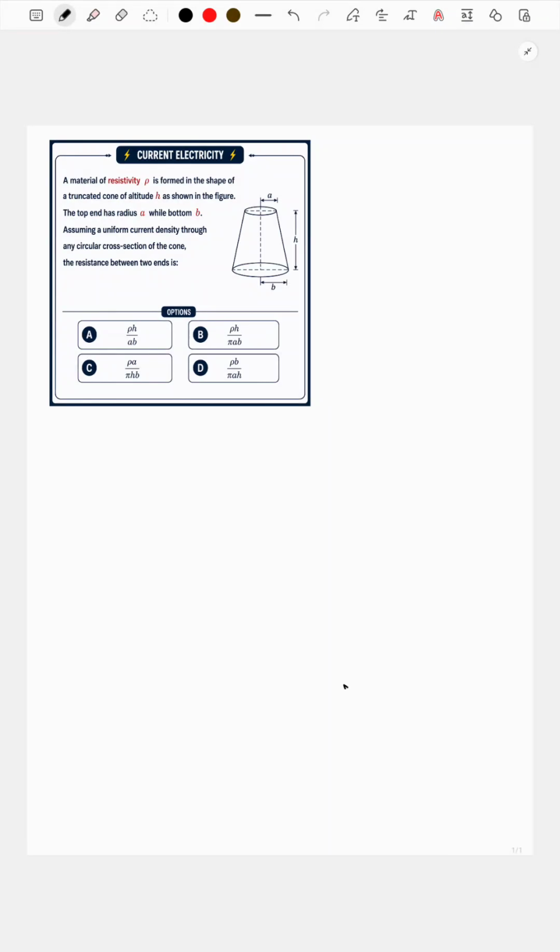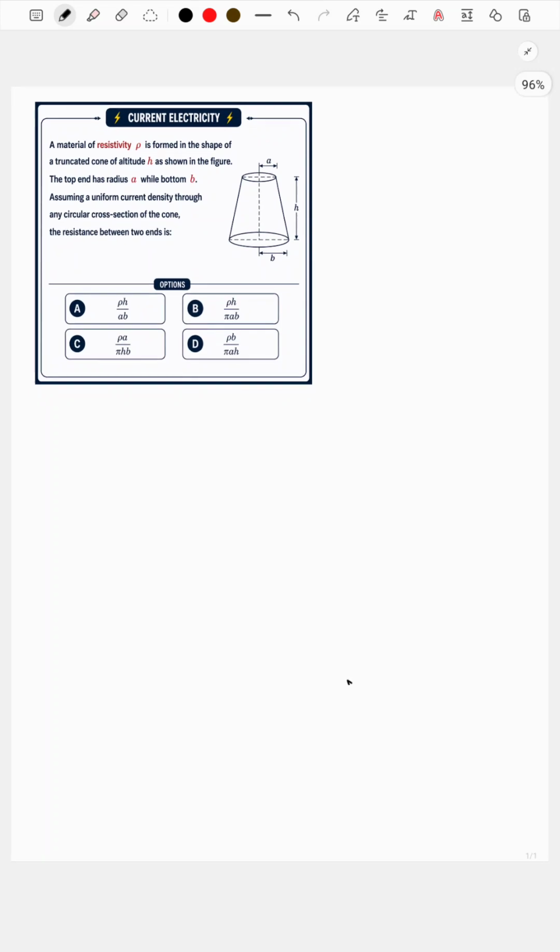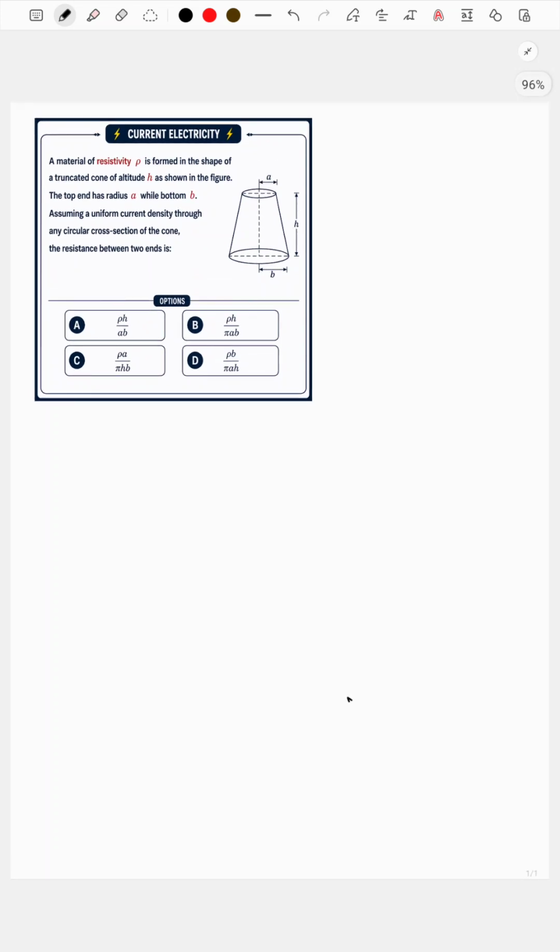Let's discuss another important problem on the topic of resistance in the chapter current electricity. In this problem we have to find out the equivalent resistance of this frustum having the radius A at one end and the radius B at the other end.